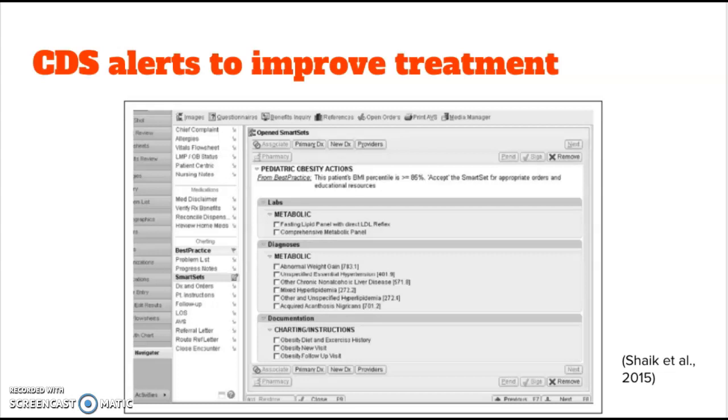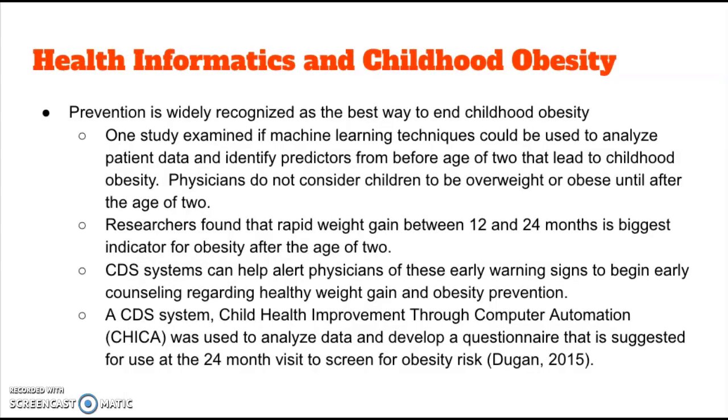So in this case, it's showing that this pediatric patient is overweight, and it's suggesting some labs and some documentation that the provider can use to show that they've started to treat this patient's obesity. Another health informatics tool in the fight against childhood obesity has to do with prevention. It's widely recognized that prevention is the best way to end childhood obesity, as treatment is very difficult.